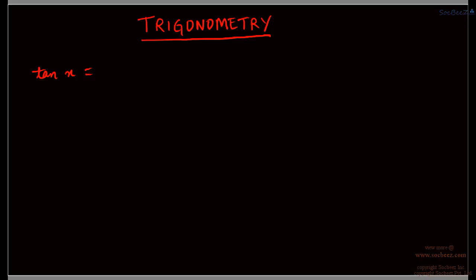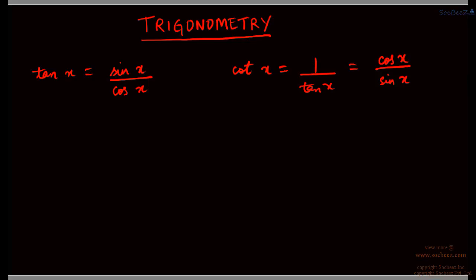So tan x or tangent x is written as sin x by cosine x. Cotangent x is the inverse of tangent x and is in other terms written as cos x by sin x. The other two are secant x, which is 1 by cosine x, and cosecant x, which is 1 by sin x.